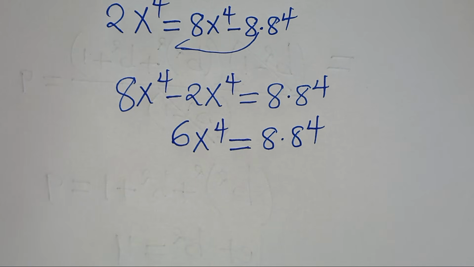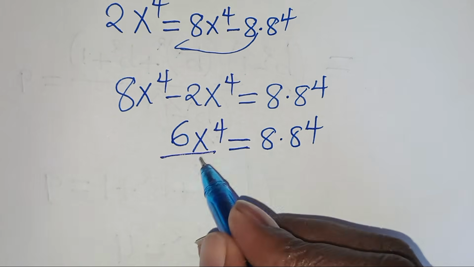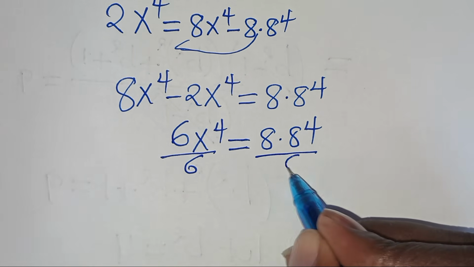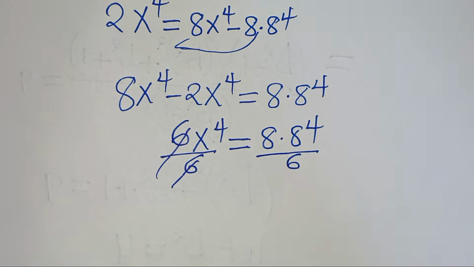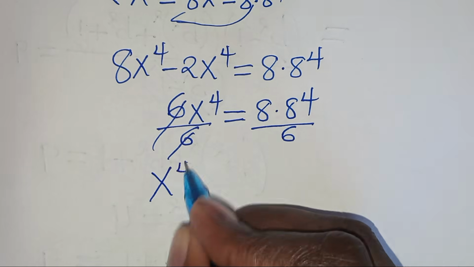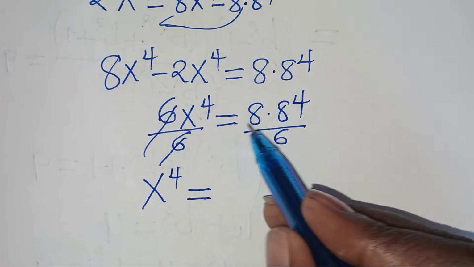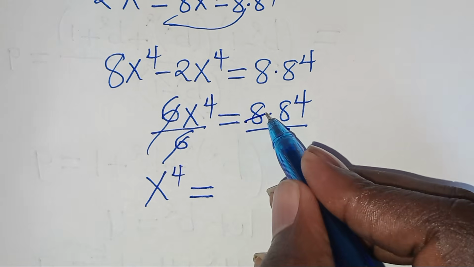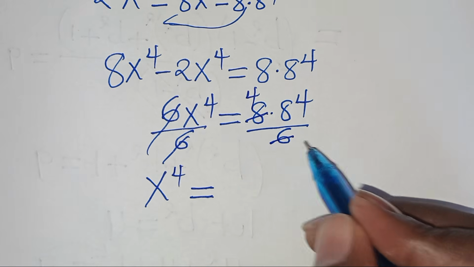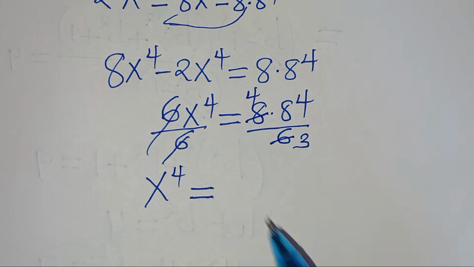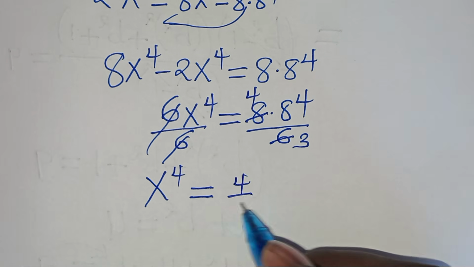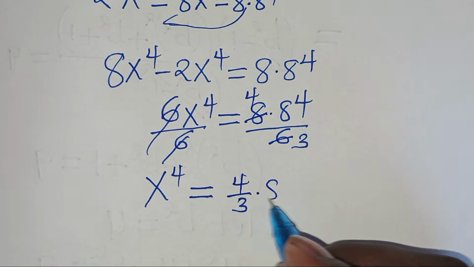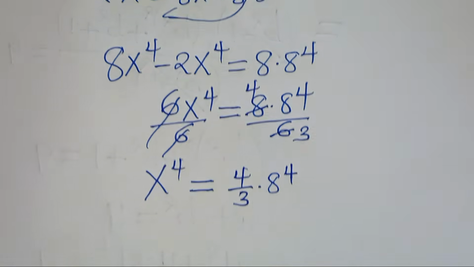So the next step from here, let's divide on both sides by 6. So now here we have x to the power of 4. This is equal to, now we can simplify here. 8 divided by 2, this is 4. 6 divided by 2, this is 3. So here we have 4 over 3 times 8 to the power of 4.